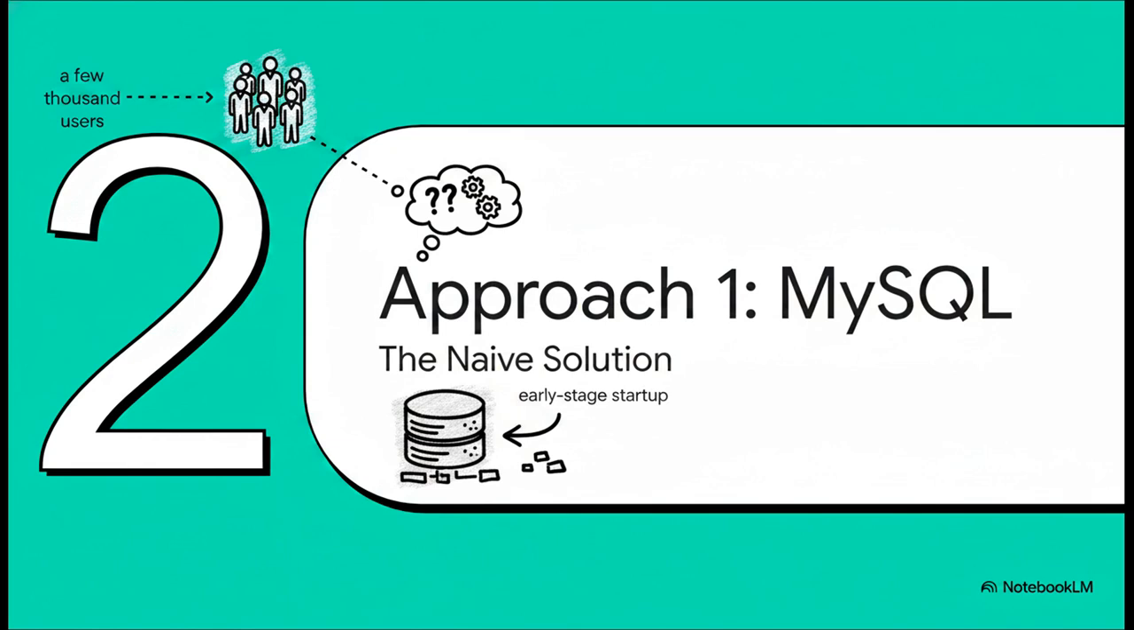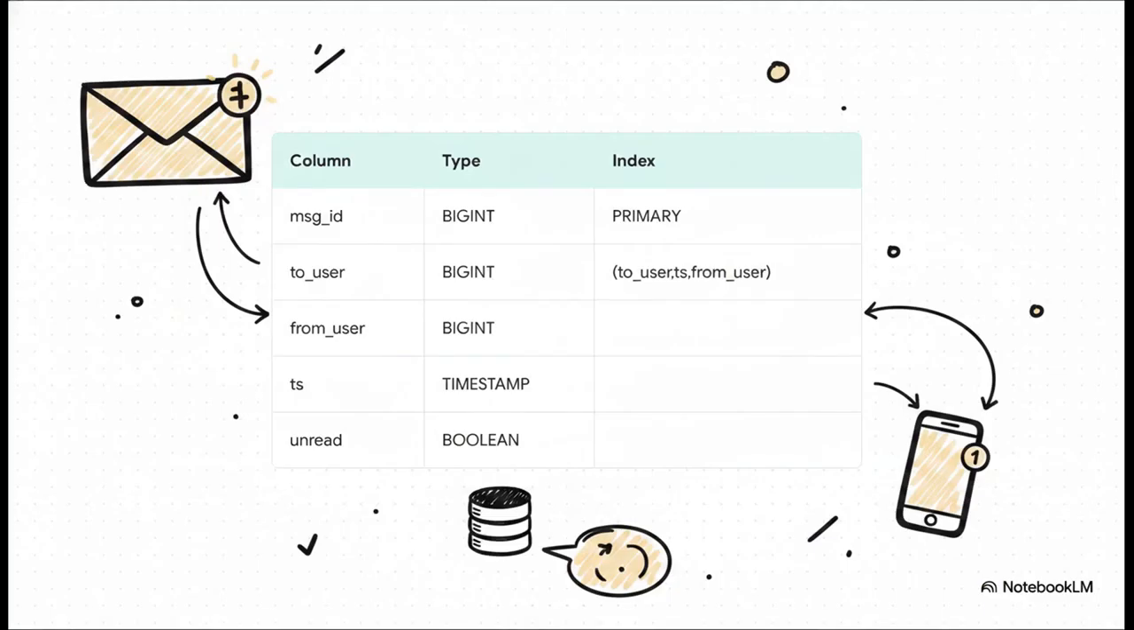Section 2, Approach 1, MySQL. So let's say you're modeling this at an early stage startup. You'd probably use a simple table schema like this. You've got a message ID as your primary key, a to user, a from user, a timestamp, and an unread Boolean flag. When the app wants to load your badge count, it just fires off a SQL query. Select count distinct from user where to user equals you and unread is true. Operationally, this is trivial. The whole thing is barely 30 lines of code.